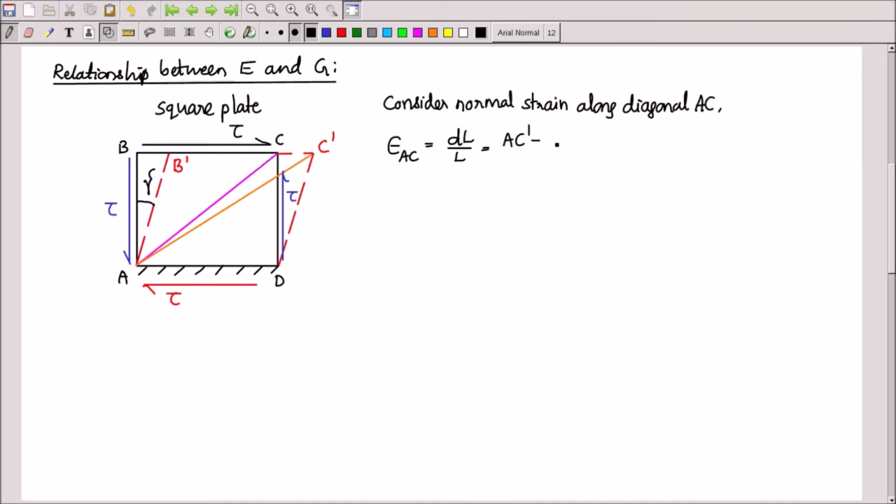Initial length is AC, and divided by initial length AC. This is how I can define the normal strain for the diagonal AC. Now I have to make a construction. I will just draw a perpendicular from point C to AC dash. I'll call this perpendicular point as point P.